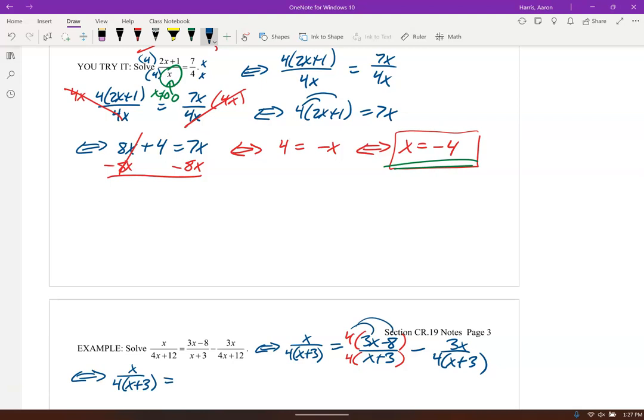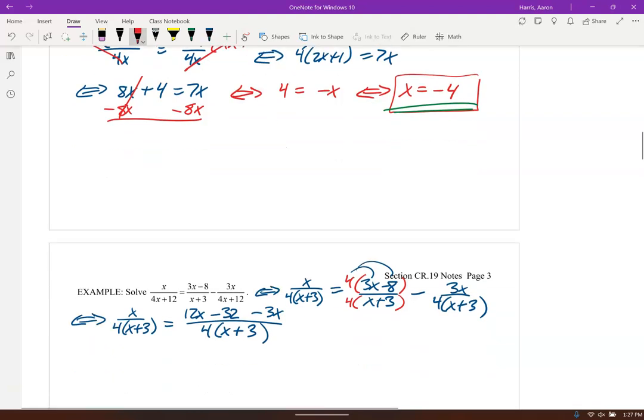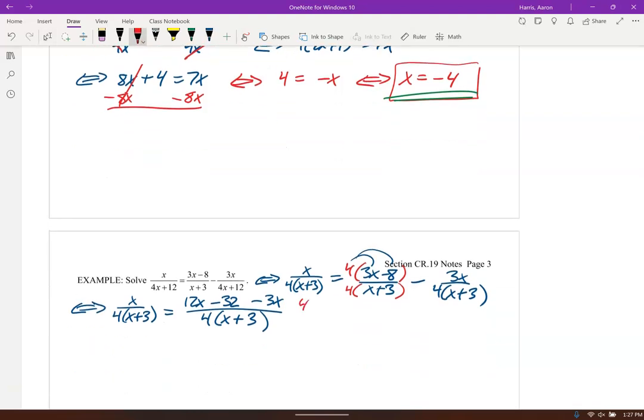And I'm also going to go ahead and distribute that. I have 12x minus 32 minus the 3x. This is all over that common denominator, 4x plus 3. Now I've got one fraction equaling one fraction. I could go ahead and clear out the denominator on both sides. So that'll clear those out, and we're left with x equals 12x minus 32 minus 3x. I'm going to combine those. That's 9x minus 32. Solve for x.